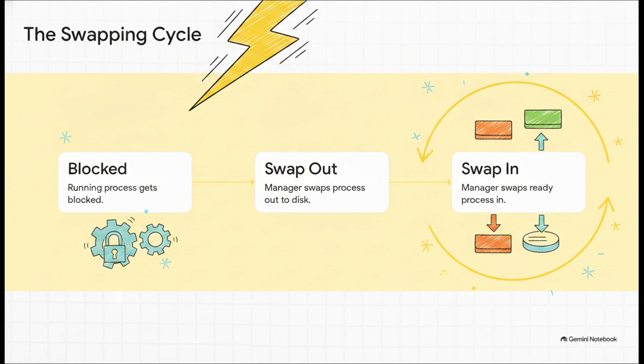Step 1, a running process gets blocked because it's waiting for something, maybe a user input. Step 2, the memory manager immediately swaps out that blocked process straight to the disk. Step 3, it swaps in a process that is fully ready for execution. The real beauty here is that the memory manager swaps these processes so incredibly fast, the CPU always has something ready to execute. Literally, no time is wasted.